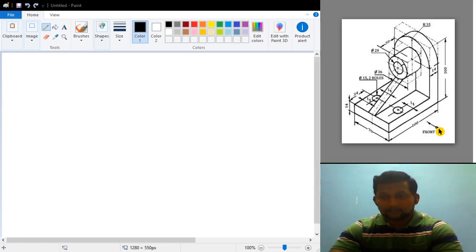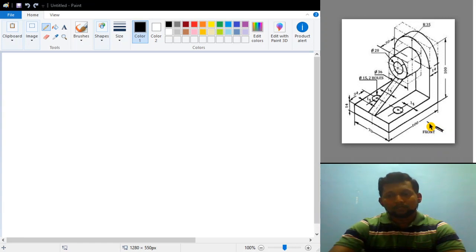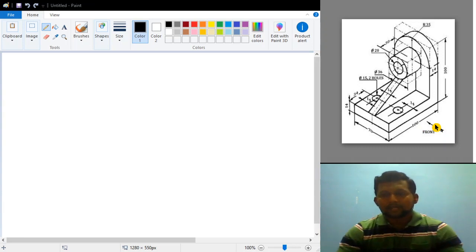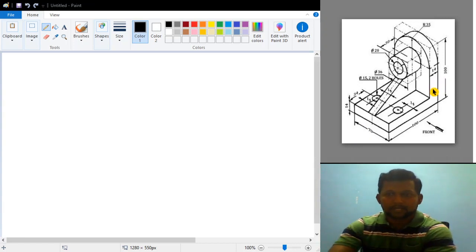Before that, the most important thing is regarding the front view, the arrowhead or arrow mark. So what does this arrow mark indicate? This arrow mark indicates the front view. Then this becomes the left side view, which I have to draw on the right hand side of the front view. So this time I won't repeat any mistake.